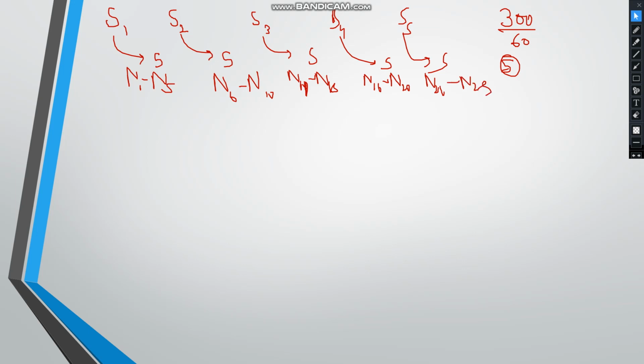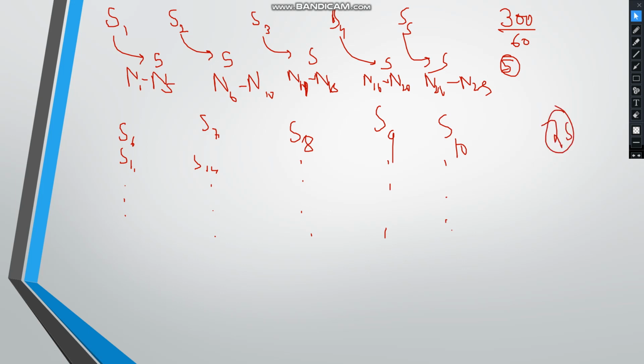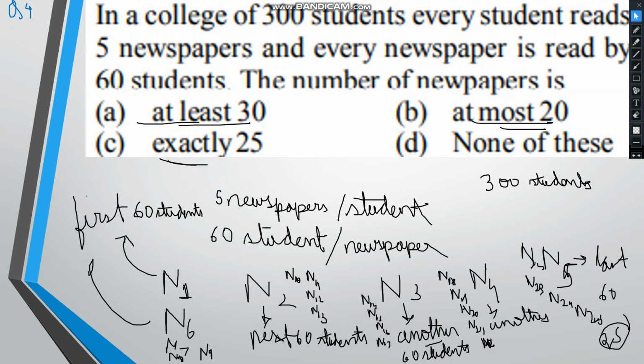And now we can see that S1 is followed by S6, then S11, and so on. Here we will have S7, S12, and so on. This will have S8, this S9, this S10, and in this case also 25 newspapers are coming. So we have got an intuition that the answer can be exactly 25.